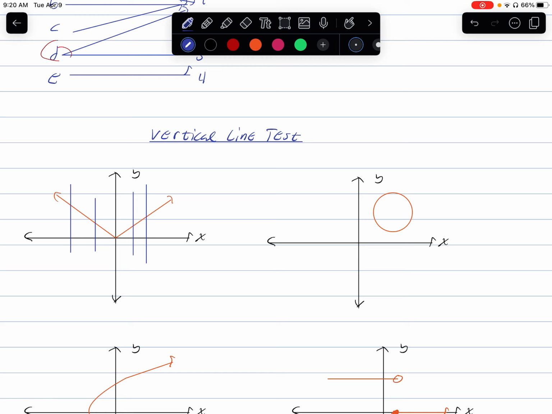But this one actually passes it because it does not cross more than one point. So we would say that this one is a function. Let's look at this circle though. Let's draw a vertical line right down the middle here. What we'll notice is that this value on the x-axis is being sent both to here and to here. That means it has two outputs. That is the logic behind the vertical line test. If you can draw a vertical line and cross more than one point, that means one input has more than one output. Therefore this is not a function.